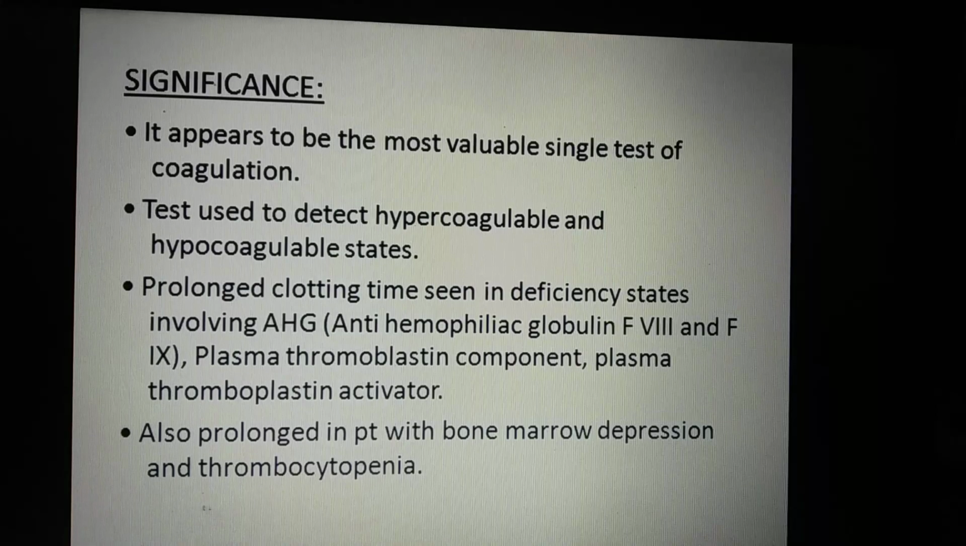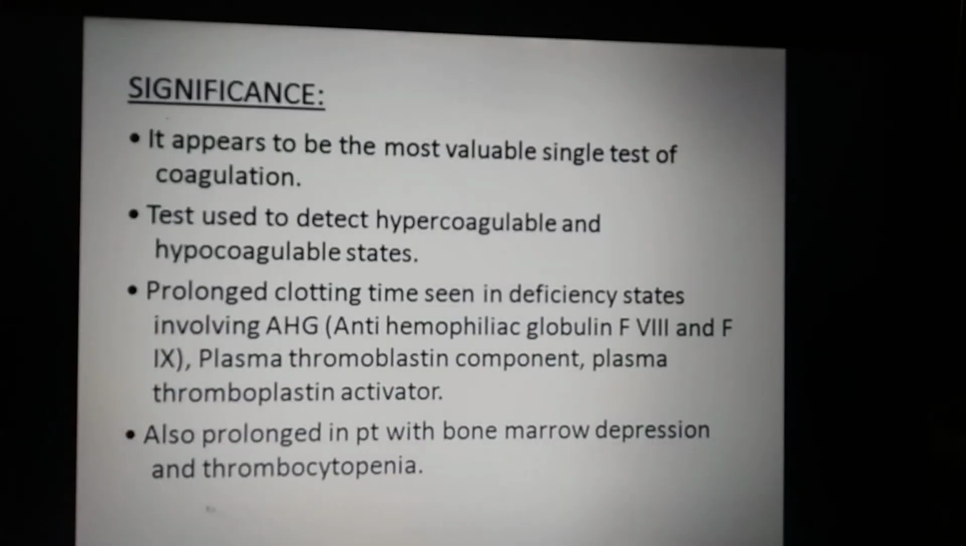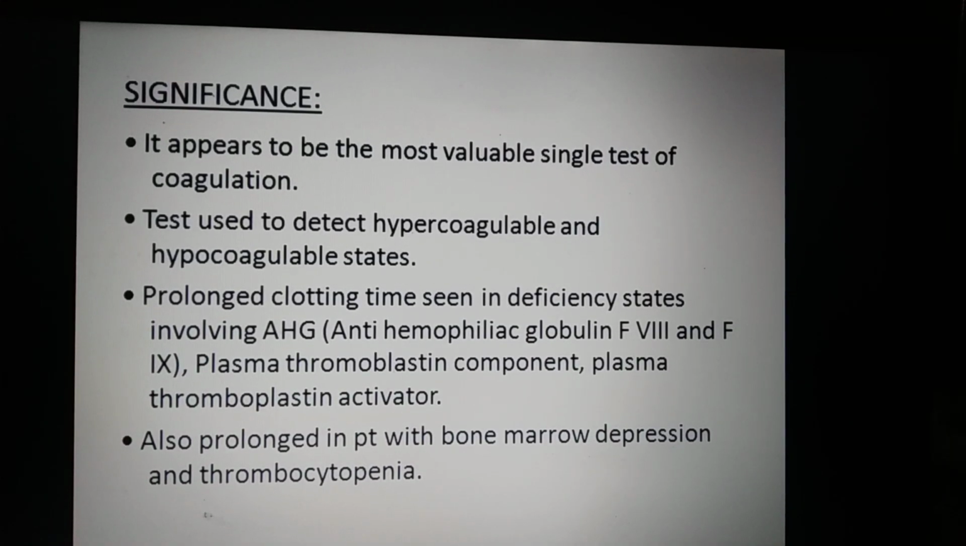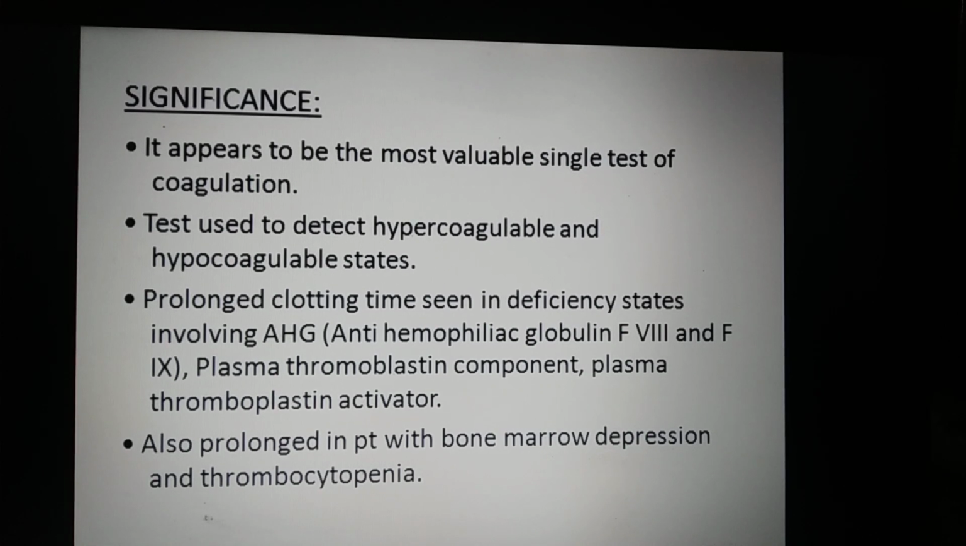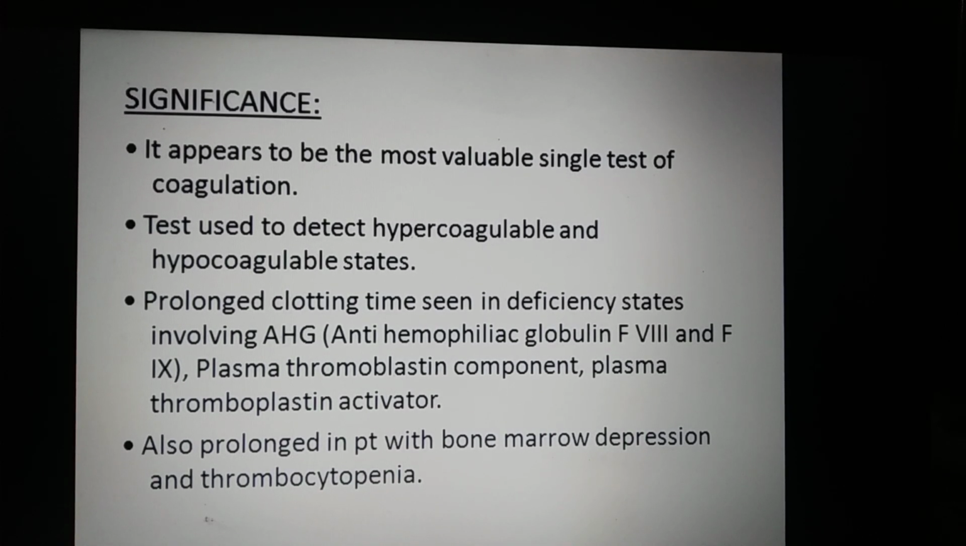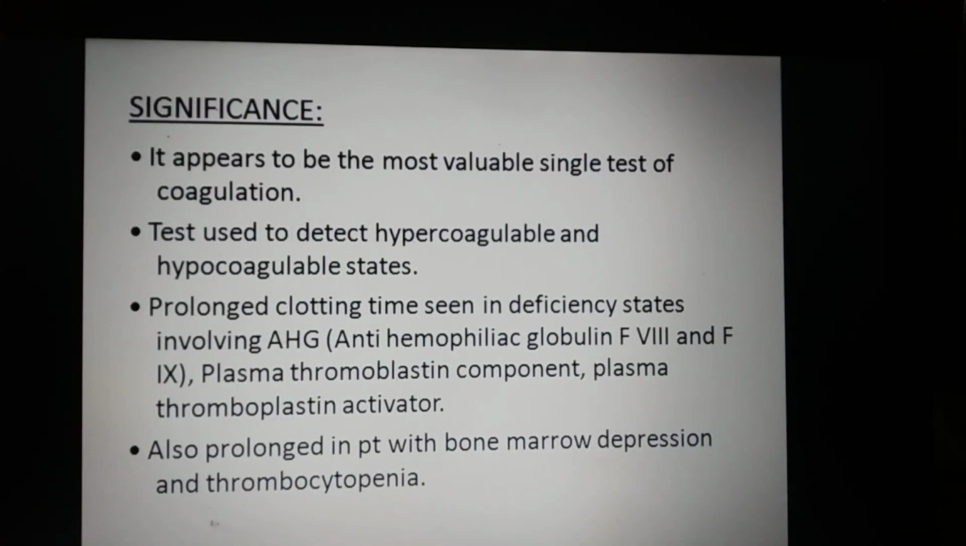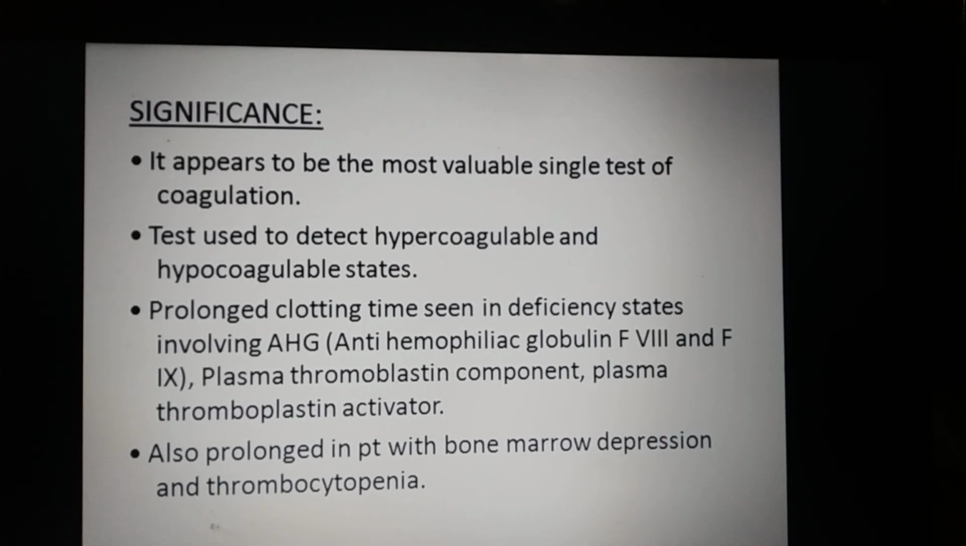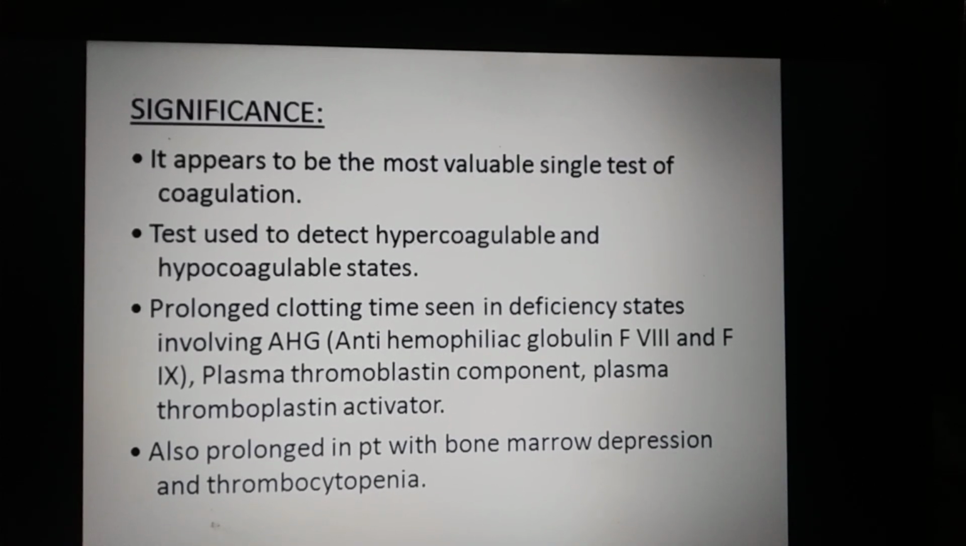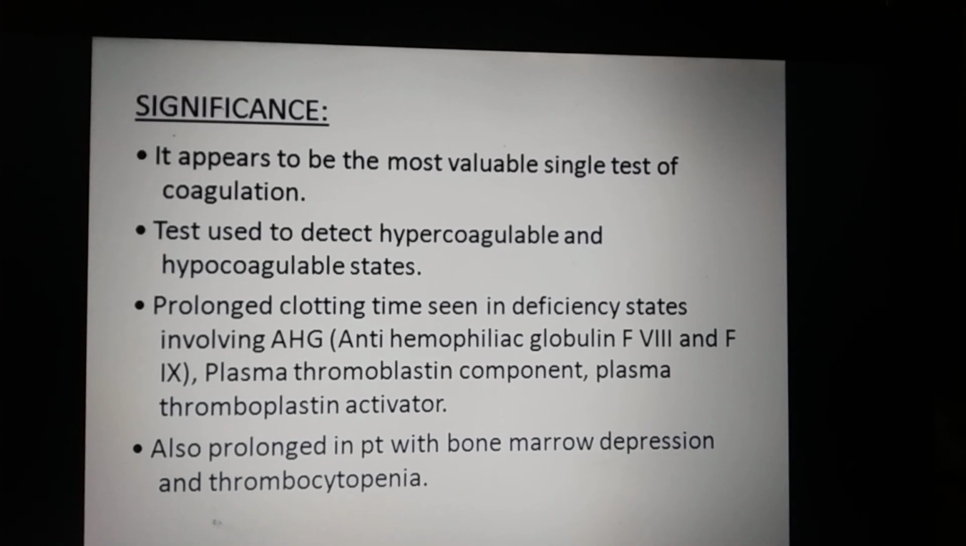This test appears to be the most valuable single test of coagulation. It is used to detect hypercoagulable and hypocoagulable states. Prolonged clotting time is seen in deficiency states involving anti-hemophilia globulin, plasma thromboplastin component, and plasma thromboplastin antecedent. Also prolonged in patients with bone marrow depression and thrombocytopenia.